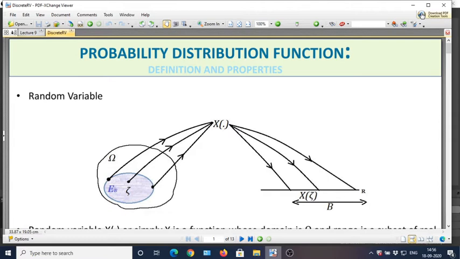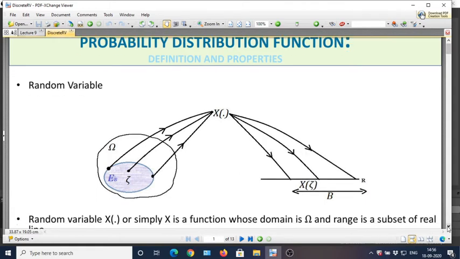So to recall, a random variable is a function that maps the events from the event space or the sigma algebra defined on the sample space of the random experiment to the real axis. So it is a real valued function with its domain as the sigma algebra and its range as intervals or points in the real axis.